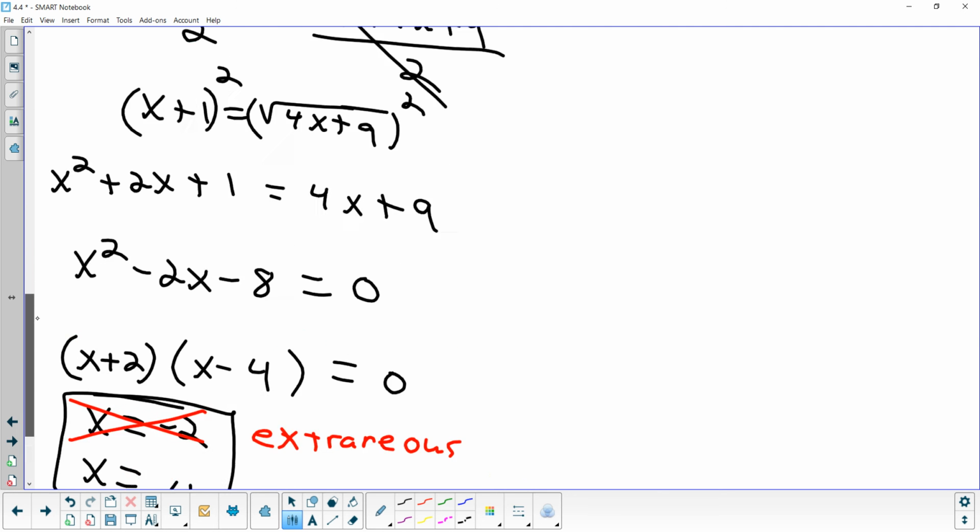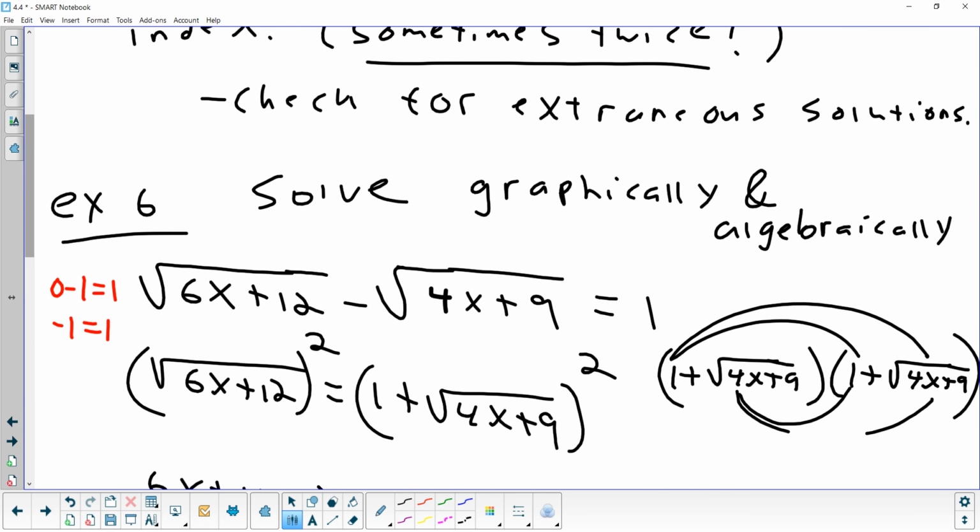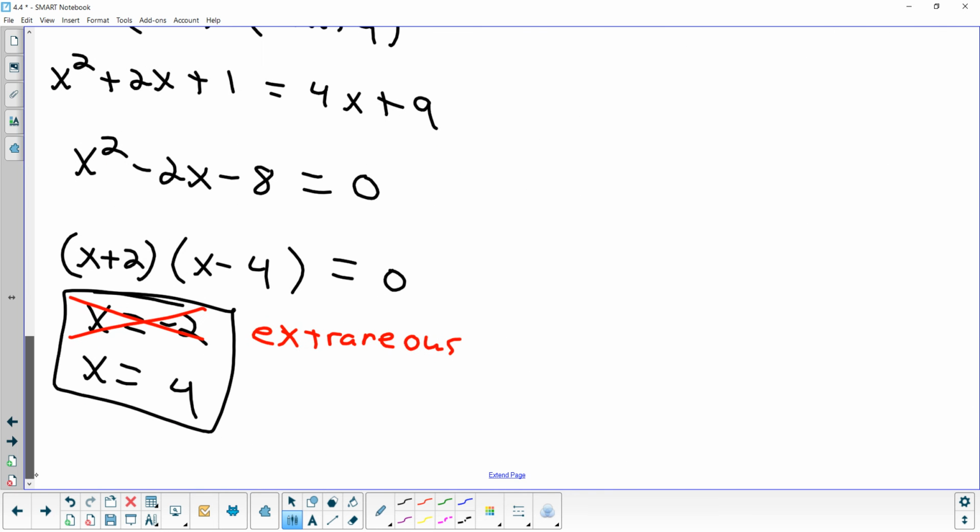All right, let's check 4. What's 6 times 4, plus 12? What's the square root of 36? 6 minus, what are we plugging in? I forgot. 4 times 4 plus 9. What's the square root of 25? 5. What's 6 minus 5? Perfect. So, the answer here is just 4.